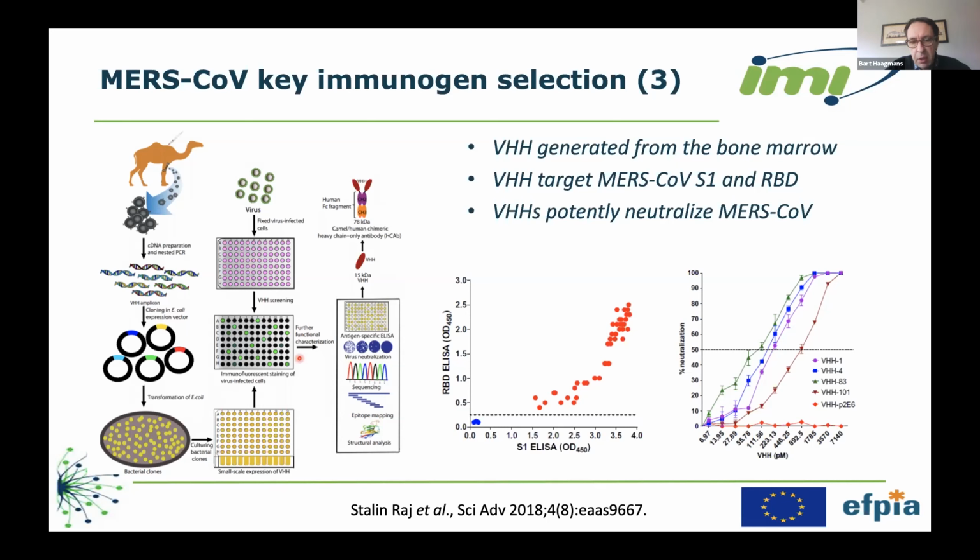And interestingly, in the middle panel, you can see that when these were screened for reactivity to S1 and RBD, all the neutralizing antibodies were actually reactive with S1, but also with the RBD. And these are very potent neutralizing VHHs, and as shown on the right, I should say in the picomolar range, they already neutralize. So by this, we pinpointed the S1 region as important for the induction of neutralizing antibodies.